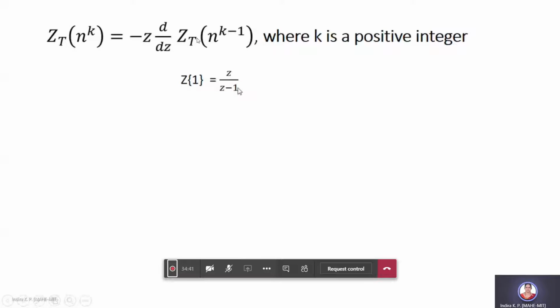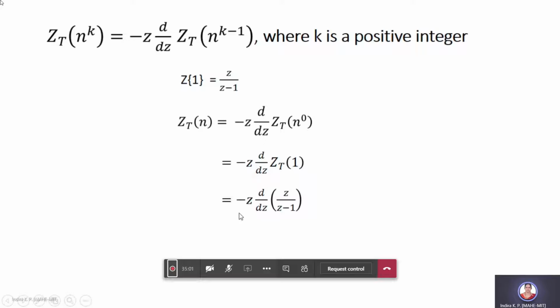Z transform of 1 is z by z minus 1. So now I want to find z transform of n, which is minus z into z transform of n to the power 0. N to the power 0 is what? Z transform of 1. So I have to find minus z d by dz of z by z minus 1. Again, you can take a moment and differentiate it and see. What's the derivative of z by z minus 1? Just check it out.